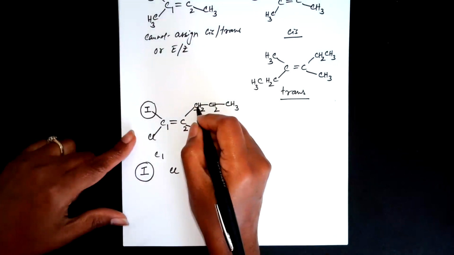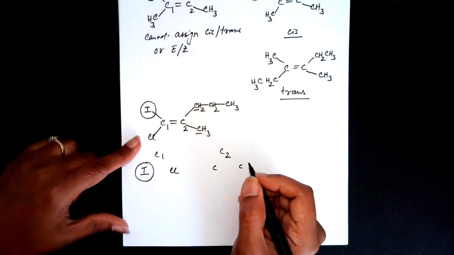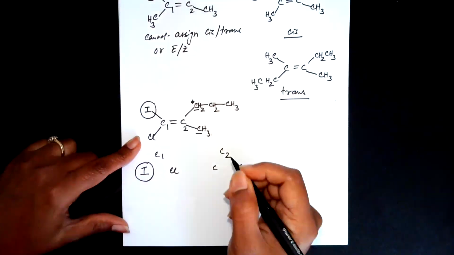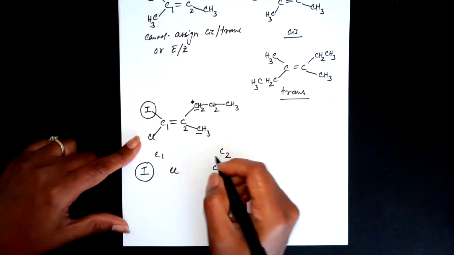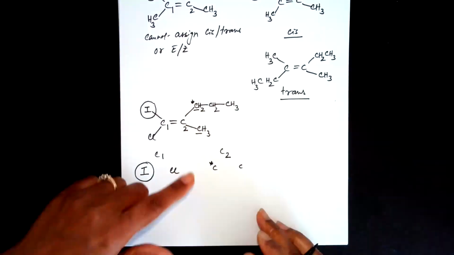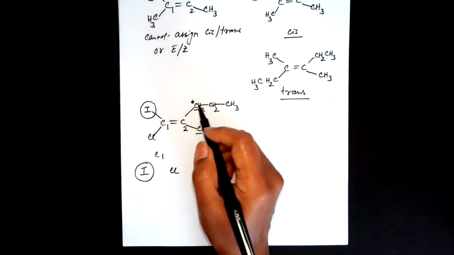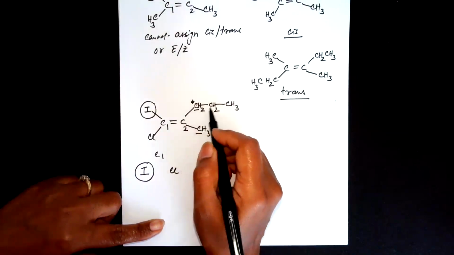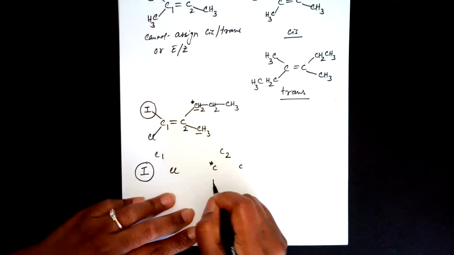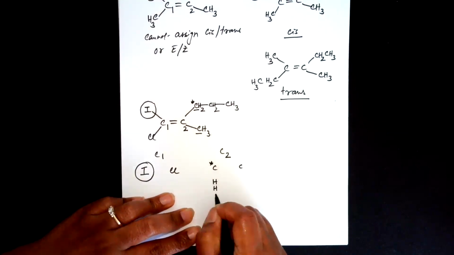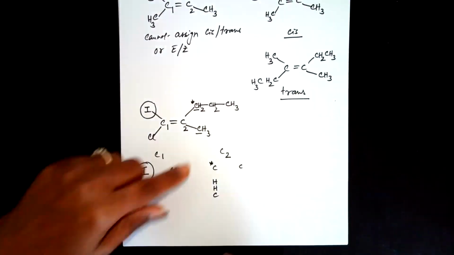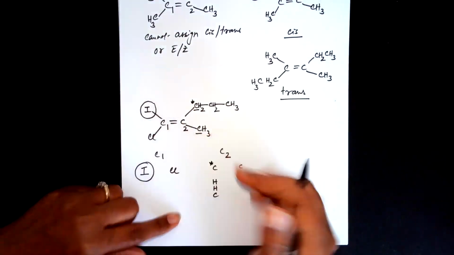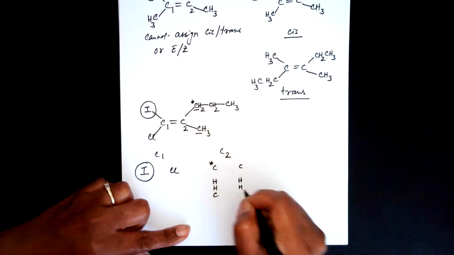Maybe what I can do is put a little asterisk on this carbon so that you are able to understand which carbon that one is. So this is the asterisk carbon and this is the other one. The carbon with the little star on it is attached to 2 hydrogens and another carbon. The carbon that does not have the star is attached to what? 3 hydrogens. Hydrogen, hydrogen, hydrogen.